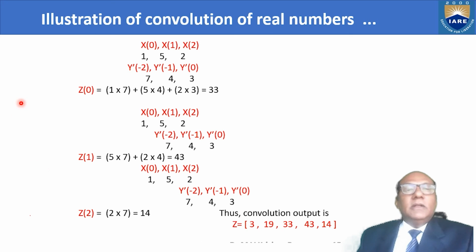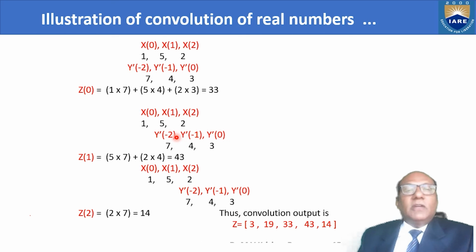Now take another shift. One more shift to the right, then it becomes, I am shifting like this, 7 4 3, they are aligned now. So this is the position k equal to 0. We started with k equal to minus 2. Then we shifted to the right to get k equal to minus 1. Again I have shifted towards the right to get k equal to 0. Now 1 into 7 plus 5 into 4 plus 2 into 3, all put together, the sum becomes 33. Now move further towards the right.